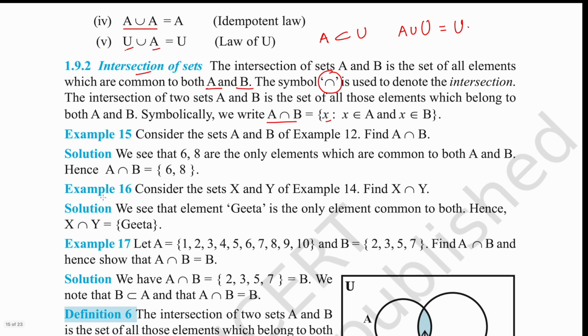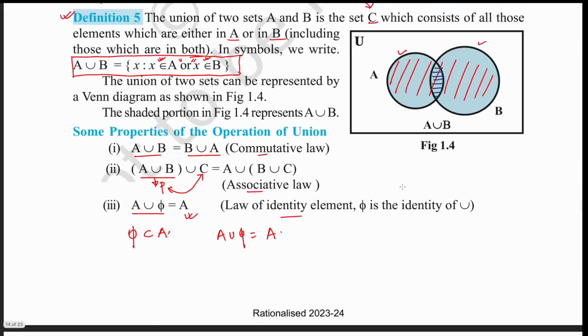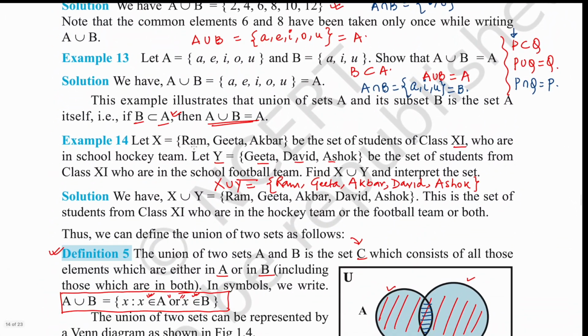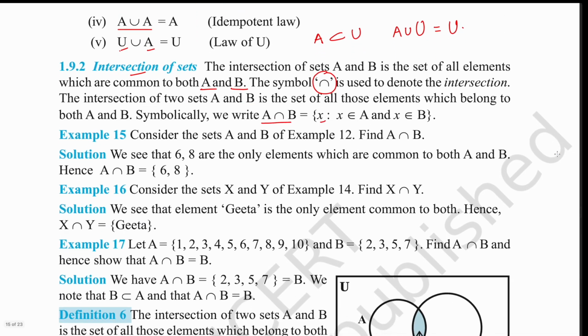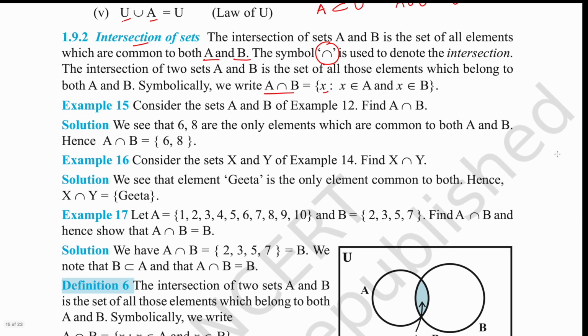Now again, consider the sets X and Y of example 14. Find X intersection Y. So let's see example 14. You are trying to find the intersection of these two, that means you are trying to find the common element between the two sets. You can clearly see there is only one common element, and that common element is Gita, right? So this will be a set containing just one element, a singleton set, and it has only Gita inside it. So very clearly, intersection is where we try to find the common elements between the two sets.